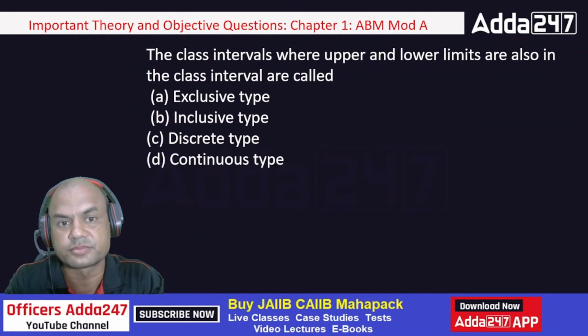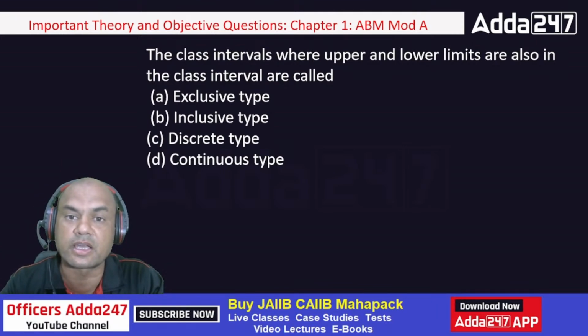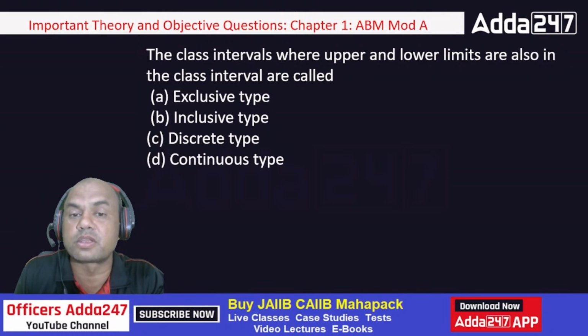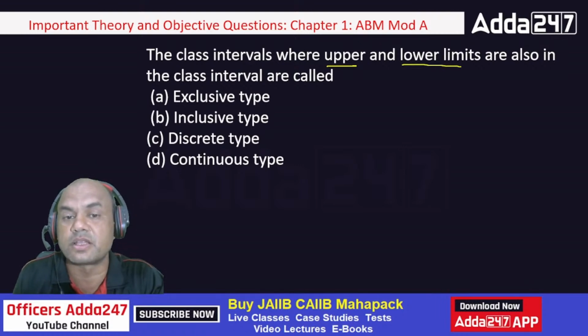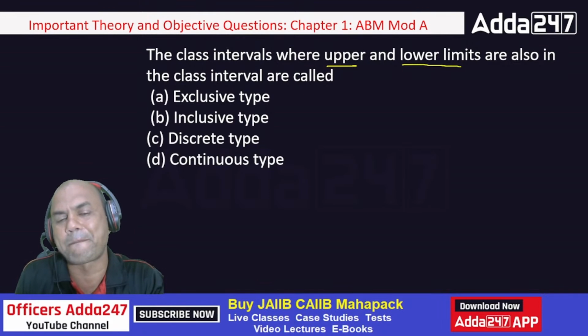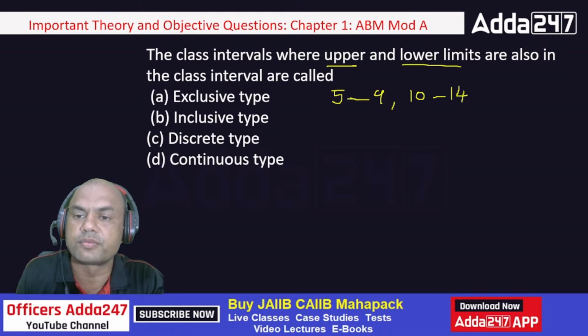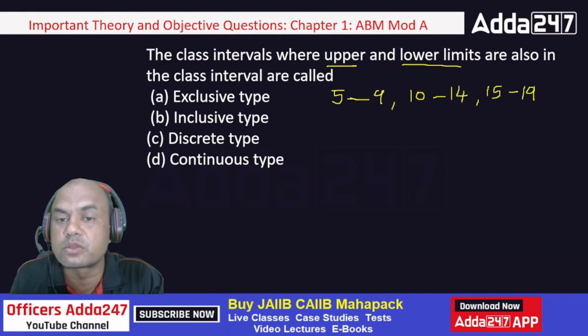Got it? The class interval where the upper and the lower limits are also included in the class interval is called as, exclusive type, inclusive type, discrete or continuous type. What do you mean by this? See here, it's like this. 5 to 9, then 10 to 14, 15 to 19. Both limits are included over here.